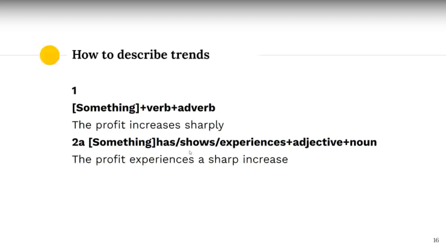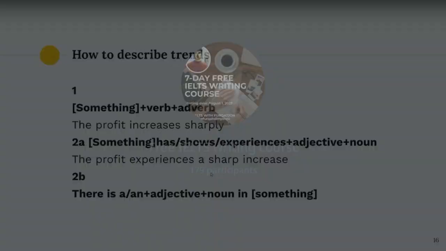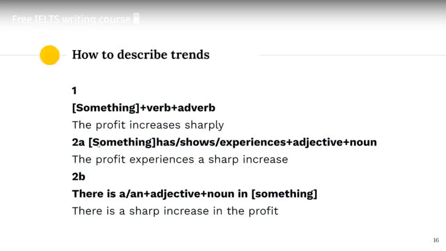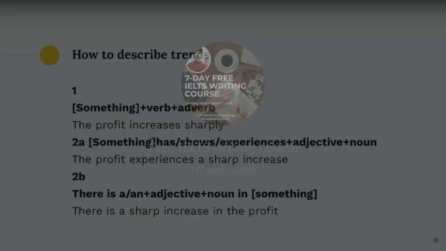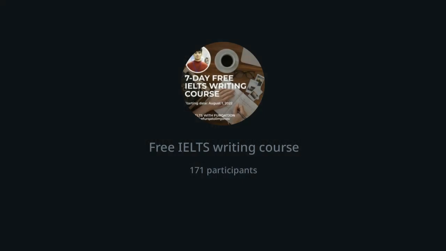And we also have the third way of describing a trend, where you say there is plus an adjective and noun, and after that you write in plus the item at the end. So you can notice the difference. In the first two examples, we have the profit at the beginning of the sentence: the profit increases, the profit experiences. But in the third example, you have to put the subject at the end of the sentence. There is a sharp increase in the profit.